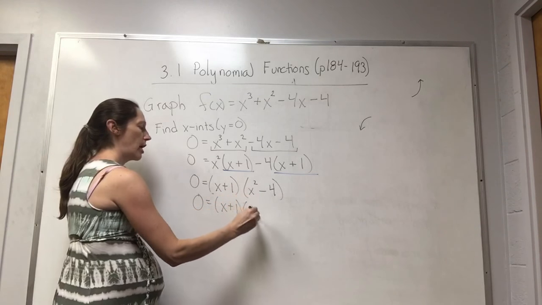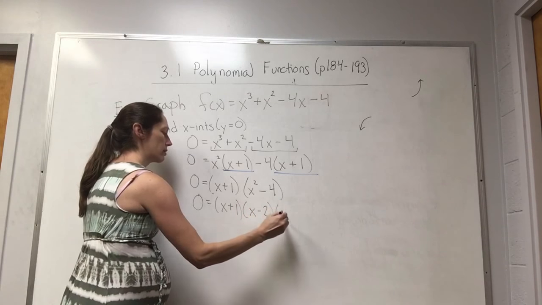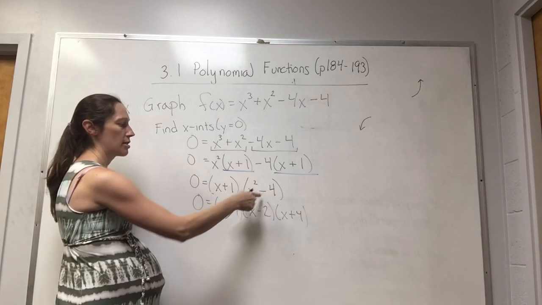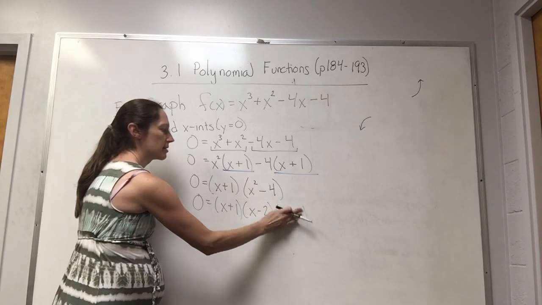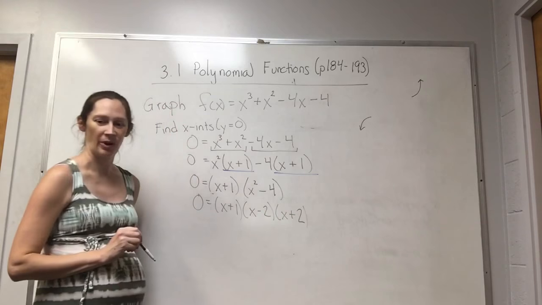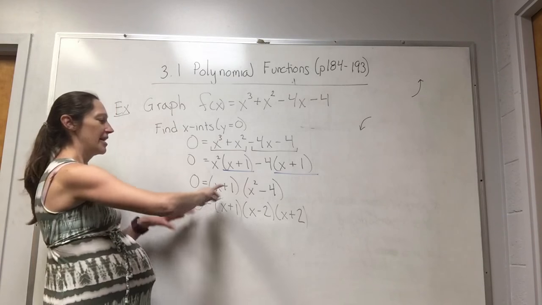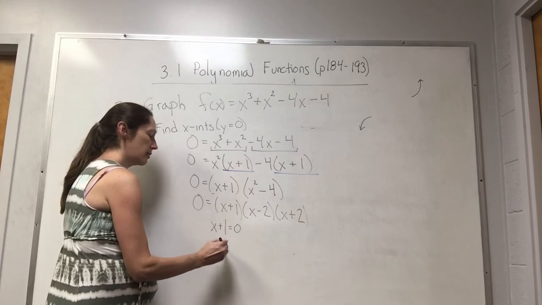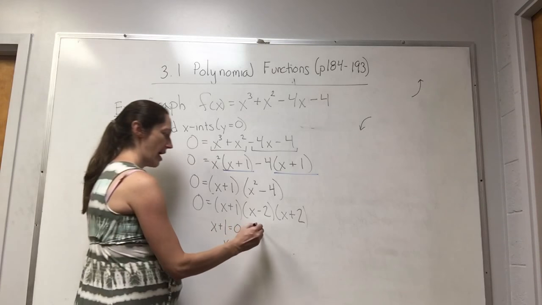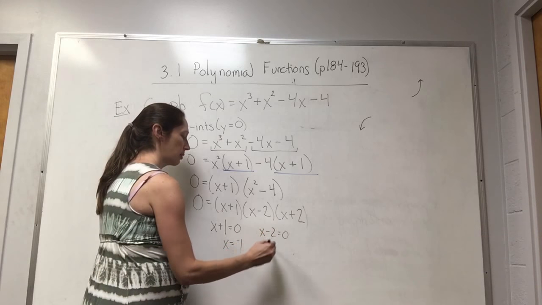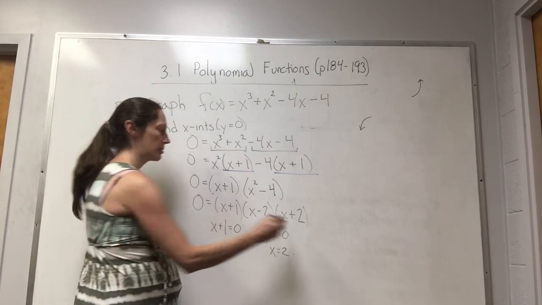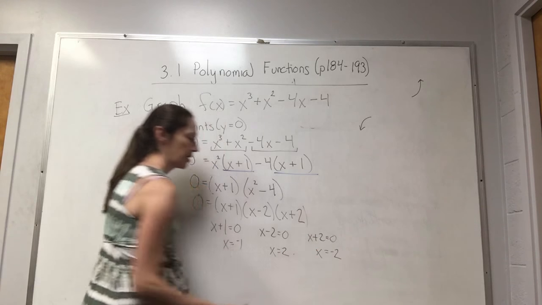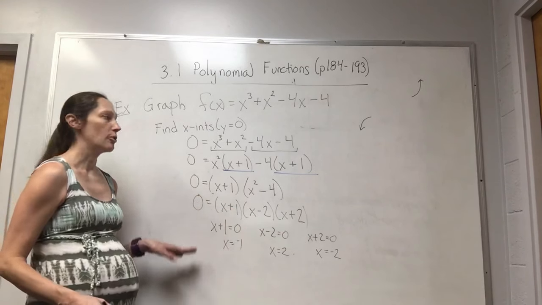X squared minus 4, I can factor further as a difference of squares. X squared is a square, 4 is a square. So I can write this as x minus 2, x plus 2. Okay, almost had a little error there. Now that it's factored, I can set each factor equal to 0. So if the first factor equals 0, there's one possible x-intercept. Second factor equal to 0, there's a second x-intercept. Third factor equal to 0. You don't have to show all this work if you're doing mental arithmetic. That's fine. Those are my x-intercepts.